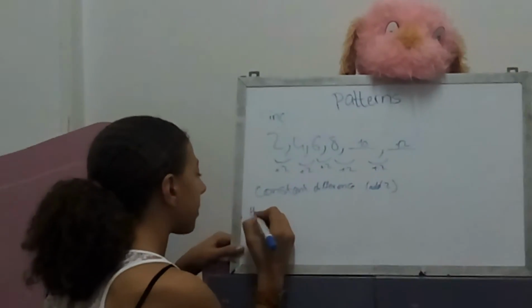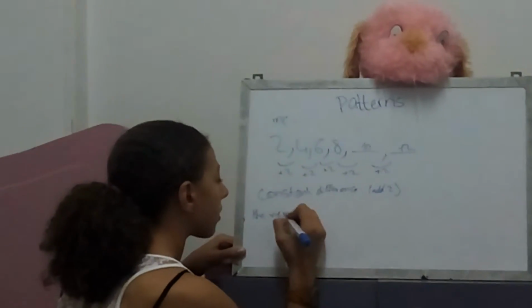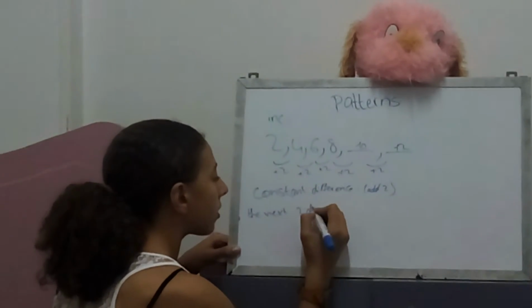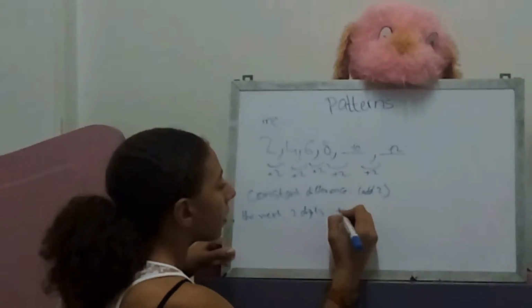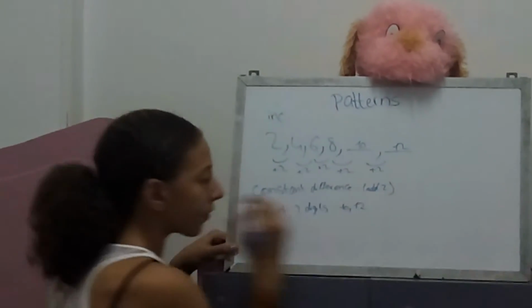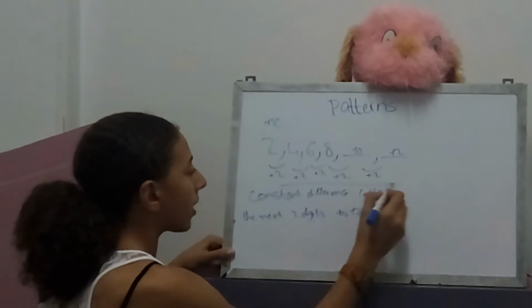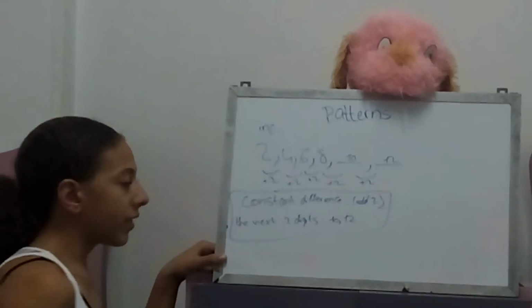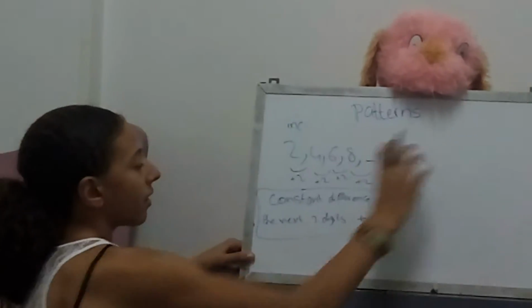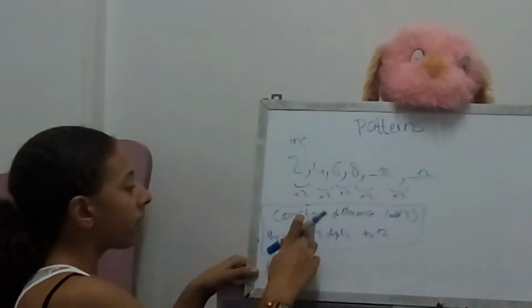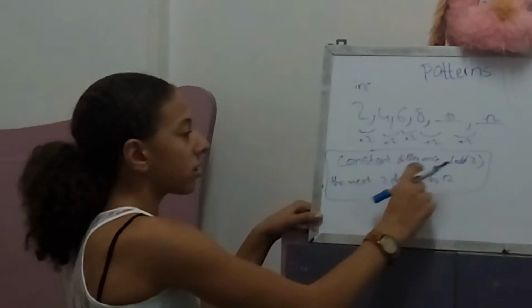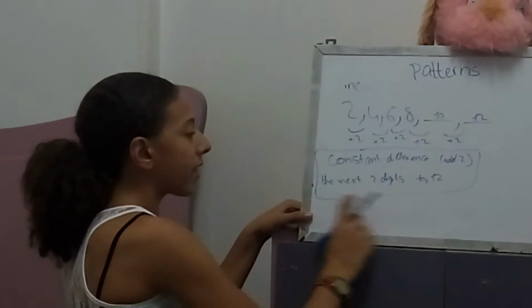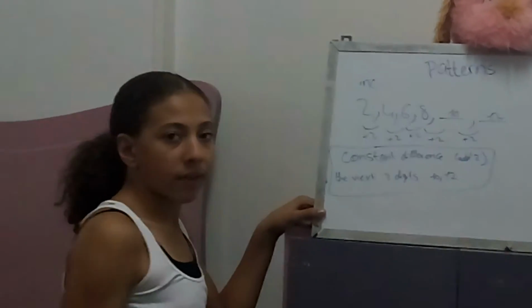So, the next 2 digits are 10, 12. So this is how you answer. You have a question with numbers, and they tell you find the constant difference and the next 2 digits. So the answer will be constant difference plus 2, the next 2 digits, 10, 12. Okay? Let's give another example.